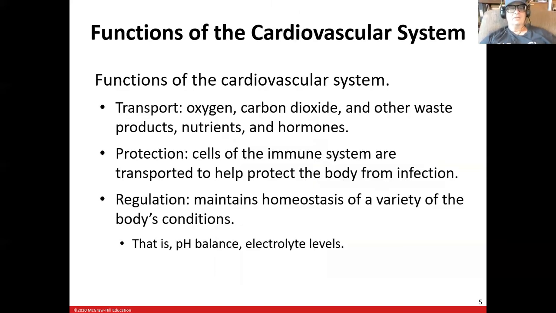Let's move on. So the cardiovascular system functions, we just went over that a little bit. It transports oxygen and carbon dioxide, oxygen from the lungs, carbon dioxide to the lungs. Waste products, hormones, nutrients. I hadn't mentioned hormones yet, but yeah. The cells in the immune system are transported to help the body from infection. What we're saying there is that we carry lots of white blood cells around, so they can find and attack things that need getting rid of.